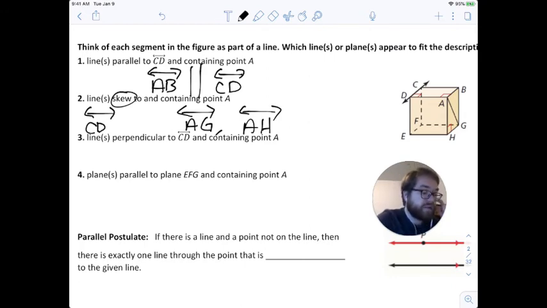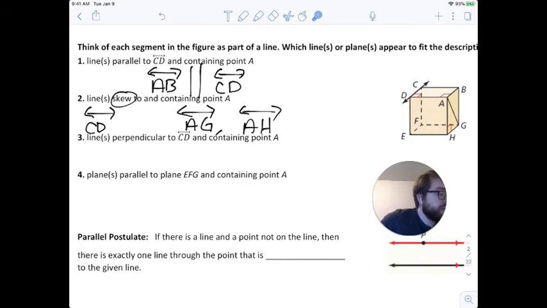Number three, lines that are perpendicular to line CD and contain point A. All right, so looking for lines that are perpendicular to CD and contain point A. Well, I can see that DE is perpendicular, CF is perpendicular, CB is perpendicular to CD, but I actually don't know that for sure because there isn't a little red box right there. So I can't necessarily say that for sure.